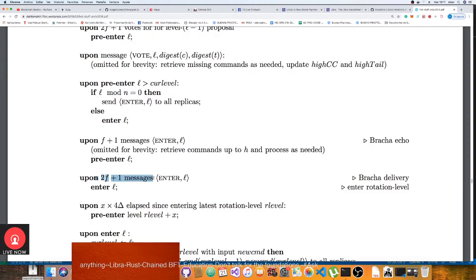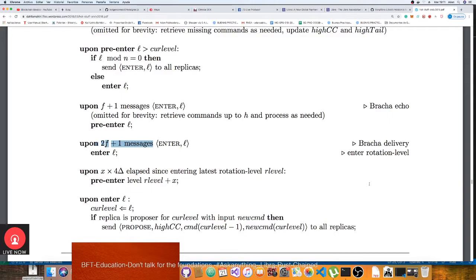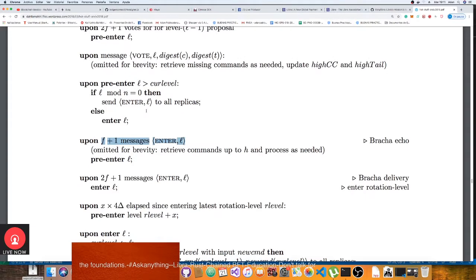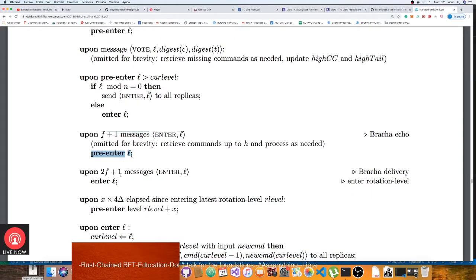Two parts interesting in this algorithm are the Bracha echo and the Bracha delivered. So in this way, you need first the Bracha echo, that is when you receive the measures and enter the thing that you are debugging in the algorithm here. For omitted for brevity, retry commands up to H and process as needed. So this is the first Bracha echo in the print enter else. So the delivery of this kind of measures enter in the way that you want.